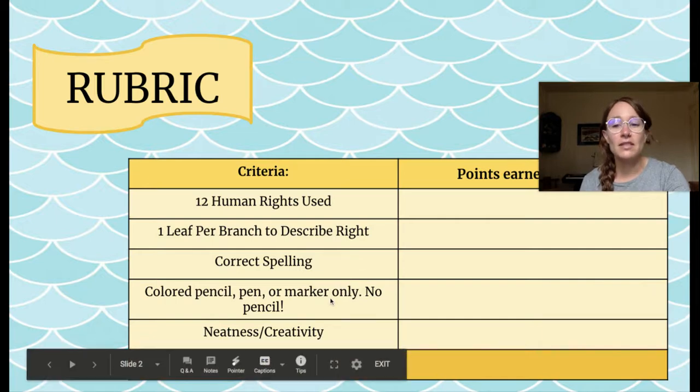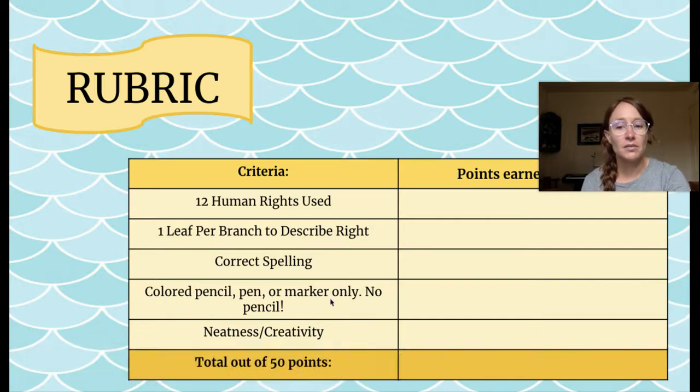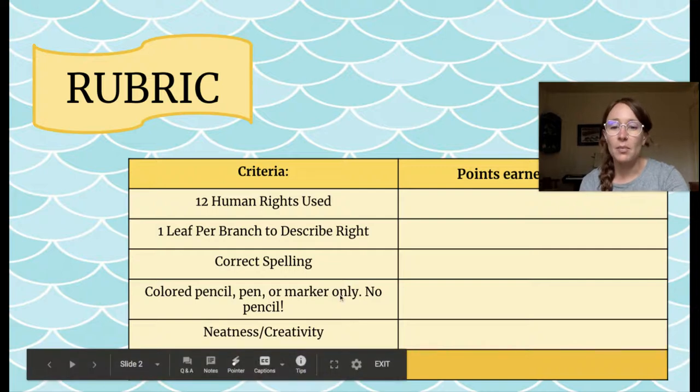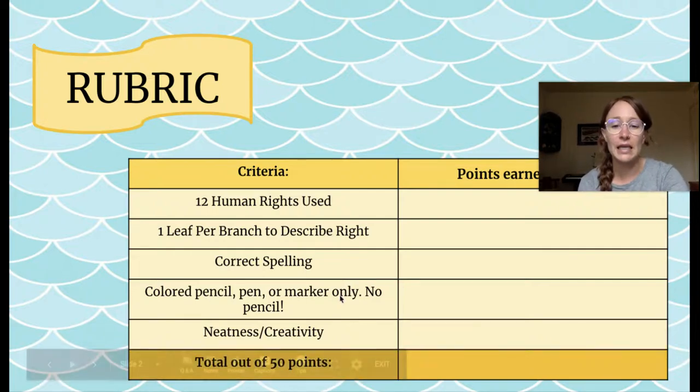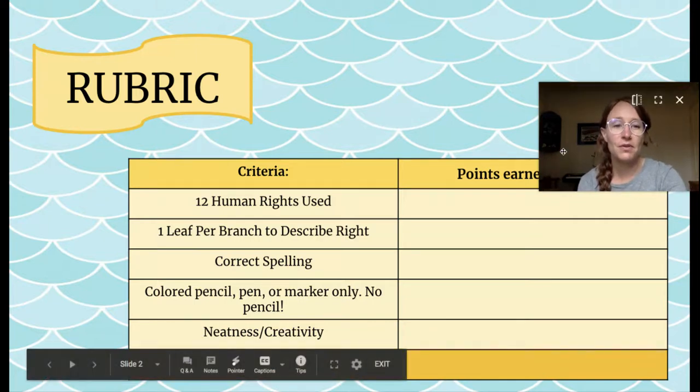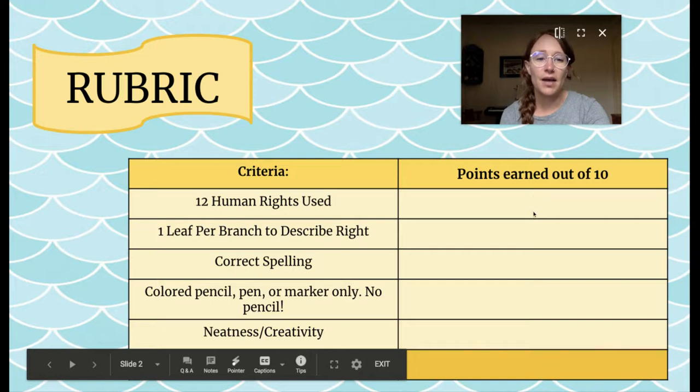Everything you do needs to be done in either colored pencil, pen, or marker, no pencil. You can do your rough draft in pencil and then go over it in one of these 3, but no pencil on your final product. And then you need to be neat and have some creativity. So this assignment's going to be worth 50 points, and you'll get out of 10 for each of the criteria.